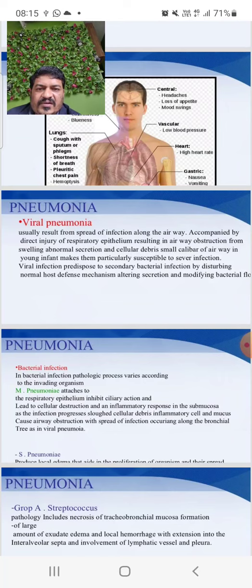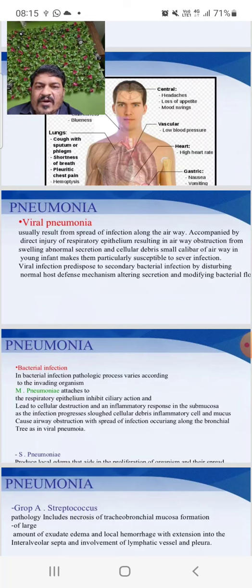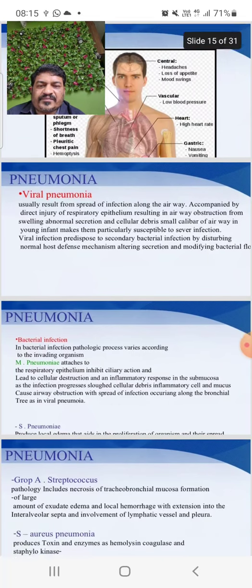Bacterial infections. In bacterial infections, the pathologic process varies according to the invading organism. Mycoplasma pneumoniae attaches to the respiratory epithelium, initiates bacillary action, and leads to cellular destruction and an inflammatory response in the submucosa as the infection progresses. Sloughed cellular debris, inflammatory cells, and mucus cause airway obstruction, with spread of infection occurring along the bronchial tree as in viral pneumonia.